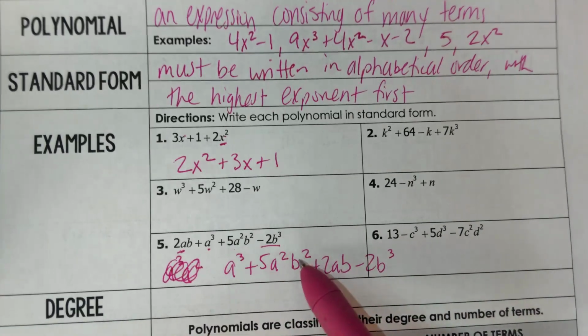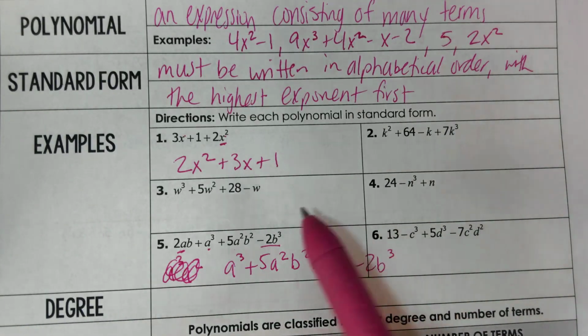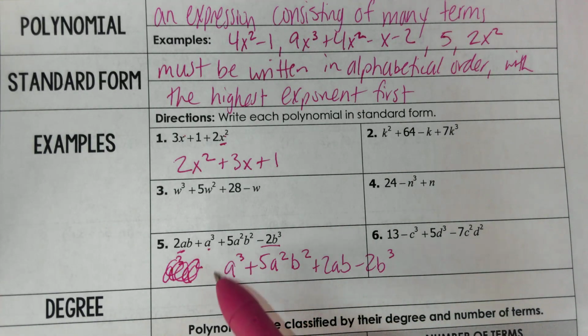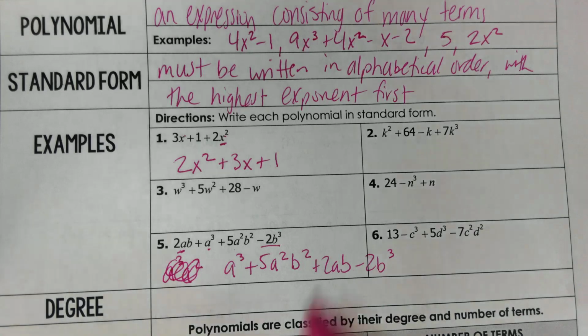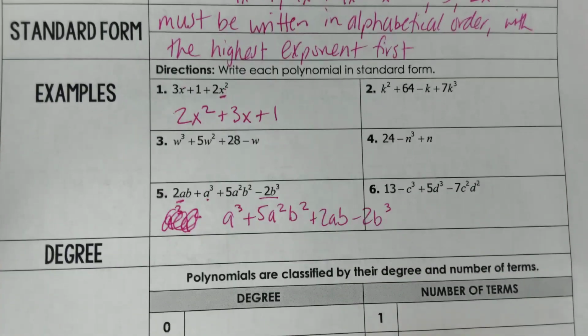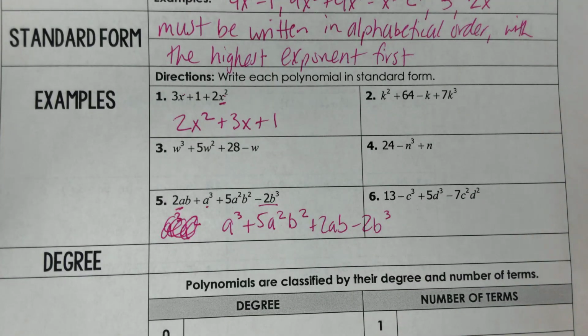Even though we've got a b squared over here before this one, it's okay because our standard form always takes care of that first alphabetical letter and works its way all the way down before we move to the next letter in the alphabet. So just keep that in mind as we work through some of these. You've got a few more examples there that you can check for your understanding and make sure that you're okay on that. All right, so then we're going to talk about degree.